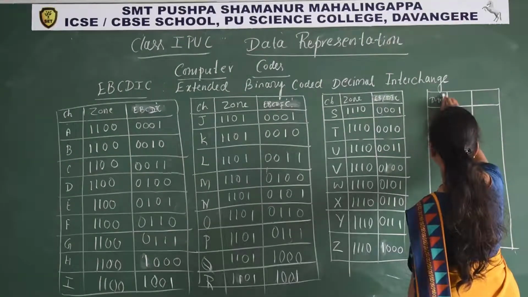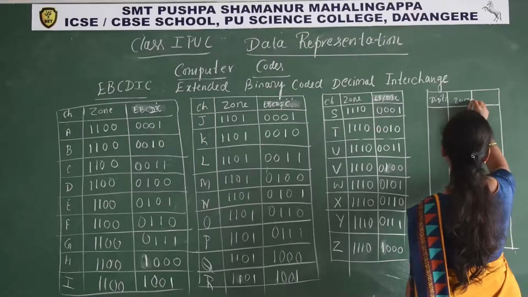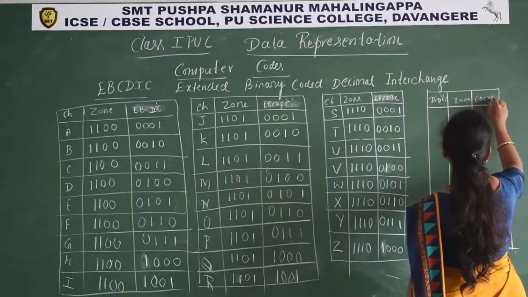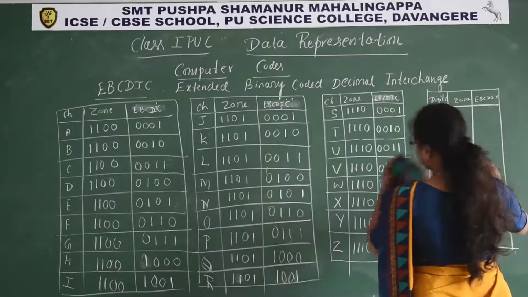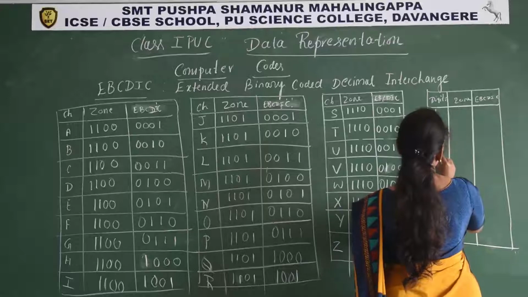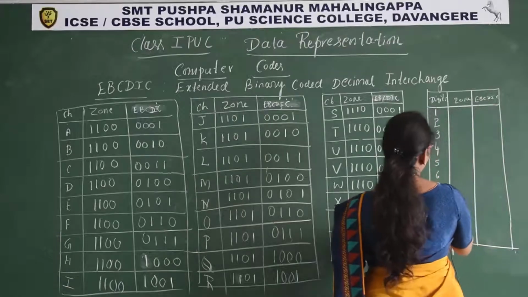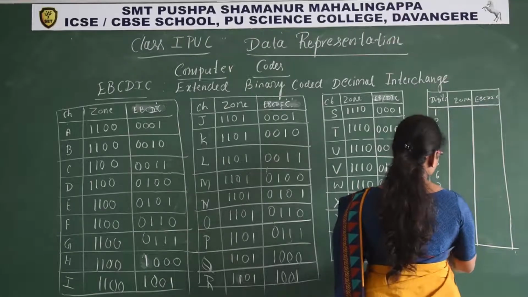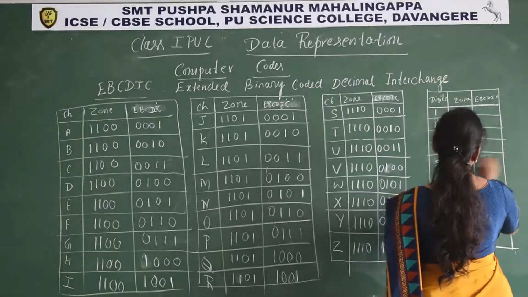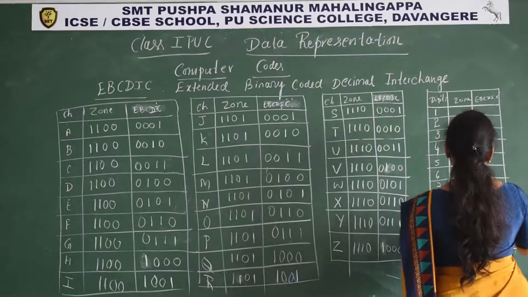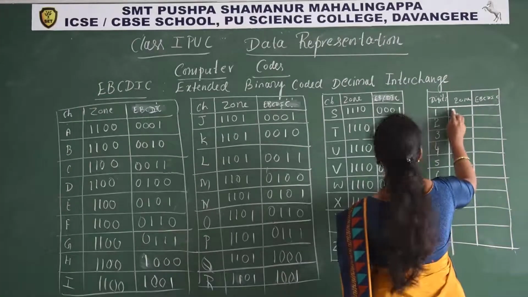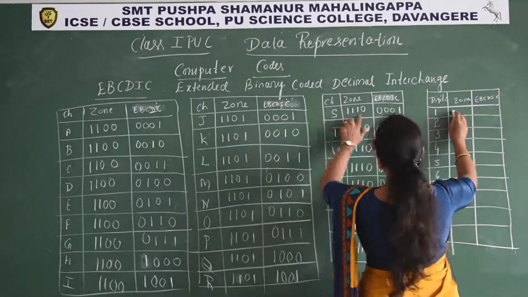Digits, zone bit, and this is extended binary coded decimal interchange. Now 1, 2, 3, 4, 5, 6, 7, 8, 9, 0. Zone bit 15, 12, 13, 14, 15.